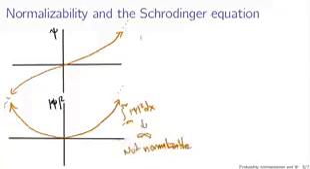If I drew a different function, for example, something that looked maybe something like this, its squared magnitude might look something like this.